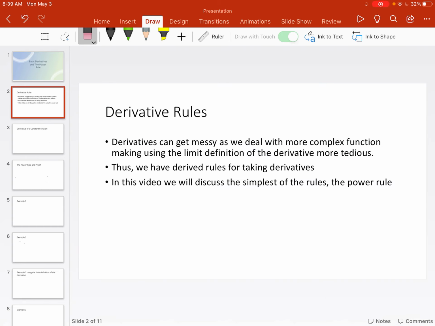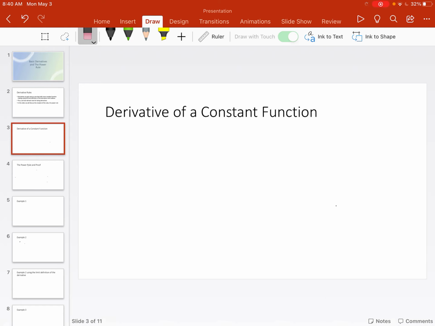So let's get started. Why do we have these rules? Well, using the limit definition of the derivative can get very tedious and messy as the functions get more complex. So we've derived some rules that will help us simplify our calculations and make it much faster and much neater to compute the derivatives of more complex functions. In this video, we're going to discuss one of the simplest rules, which is the power rule.